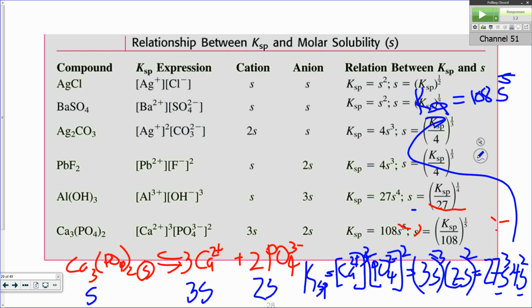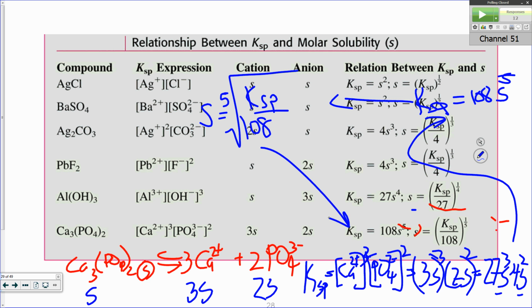So how do you go from solubility to KSP? I rearrange that. Solubility is equal to KSP divided by 108. It's to the 5th power, so I need to take the 5th root. So that's where that comes from. You just set up the stoichiometric relationship between the ions that dissolve, substitute those things, and remember to raise them to the powers, and solve for it.